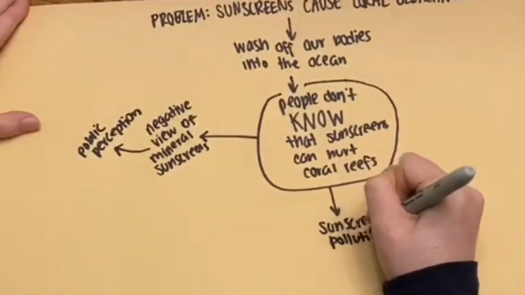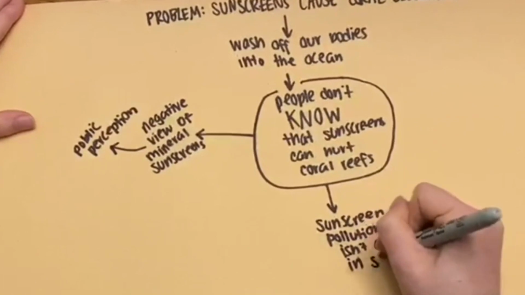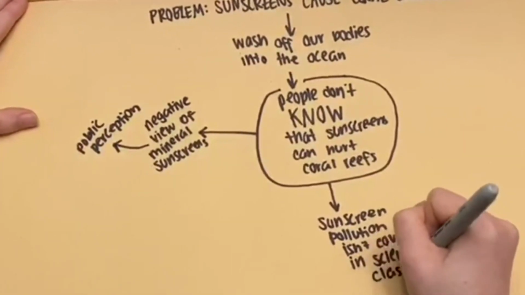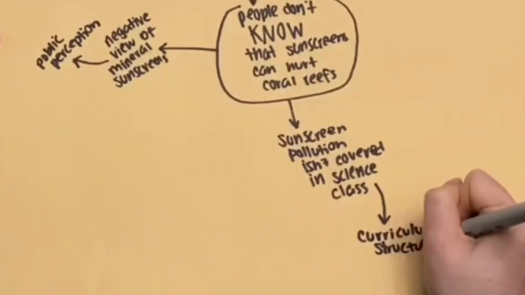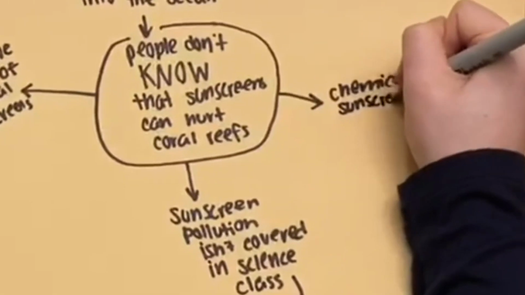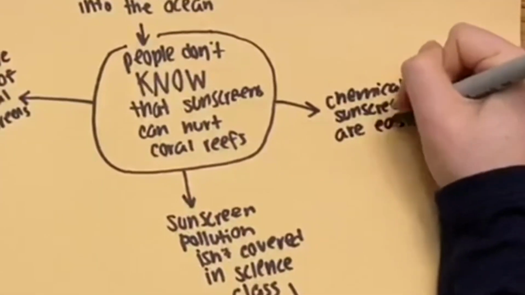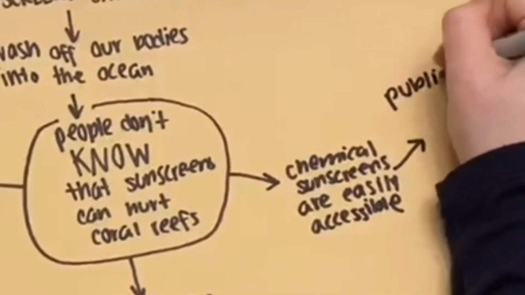Another issue that creates a lack of awareness is the fact that we don't learn about sunscreen pollution, or really any cosmetic pollution at all, in science classes. That is another root cause, curriculum structure. A third issue that causes a lack of awareness is the fact that sunscreens with harmful pollutants are very easy to come by due to a lack of legislation regarding sunscreen pollution. And voila, that is a third root cause, public policy.